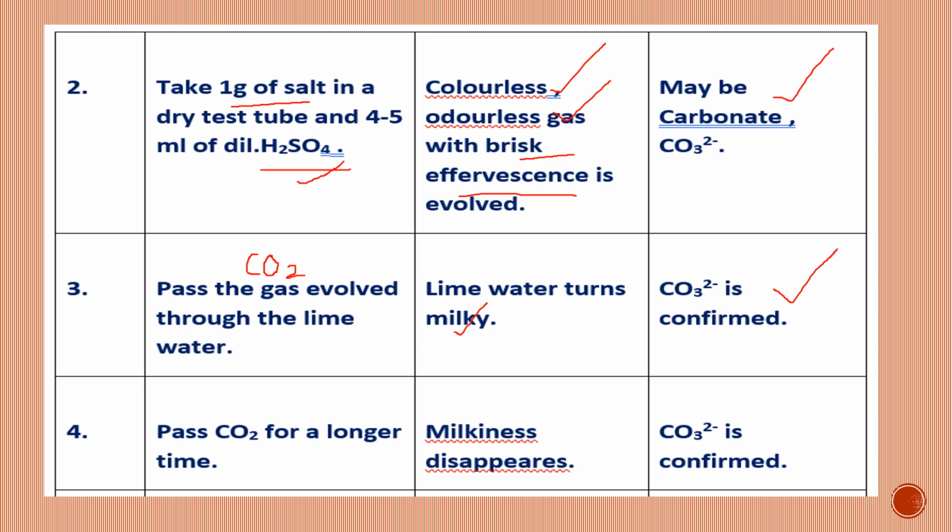If we keep on passing the CO2 through lime water for a longer time, the milkiness disappears, because then calcium carbonate changes to calcium bicarbonate, which is soluble in water. If that happens, again we can say that yes, initially the milkiness was coming, now it has disappeared, so it confirms there is carbonate.